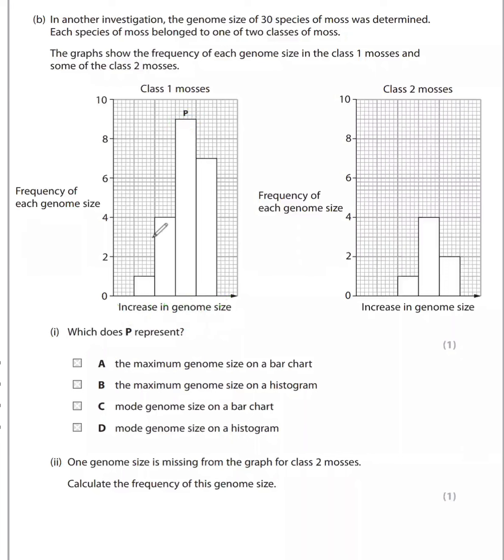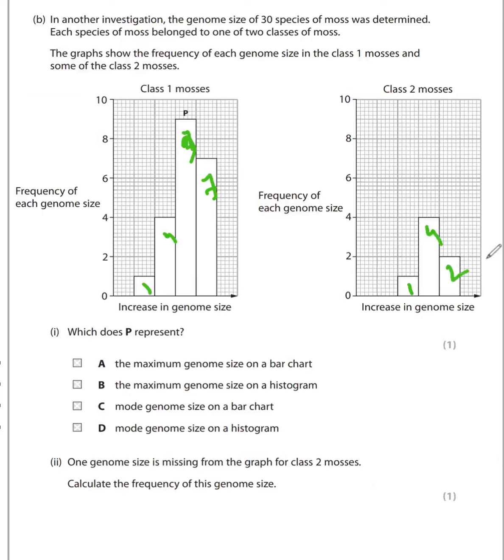And the next question: one of the genome sizes is missing in the graph. Calculate the frequency. So let's try. Oh my God, I have rubbed it out. So you see, here the frequency is 1. Here the frequency is 4. Here the frequency is 7. Here the frequency, sorry, is 9. Here the frequency is 7. And in this case, this is the frequency of 1, this is the frequency of 4, this is the frequency of 2.